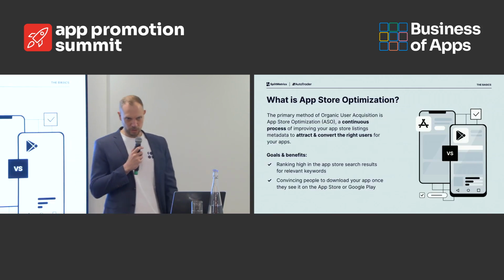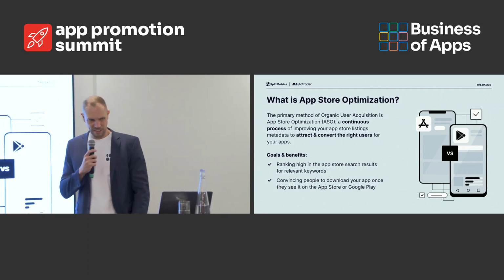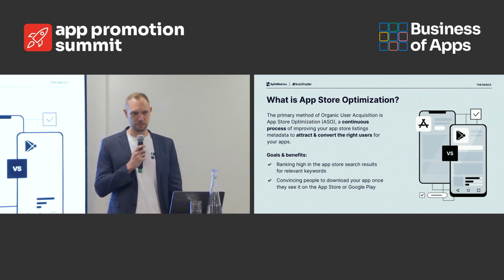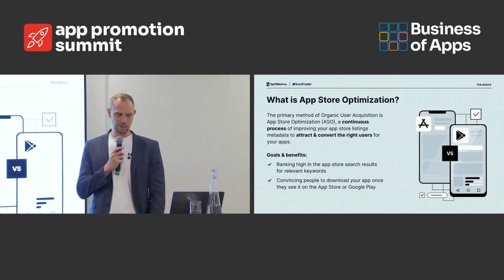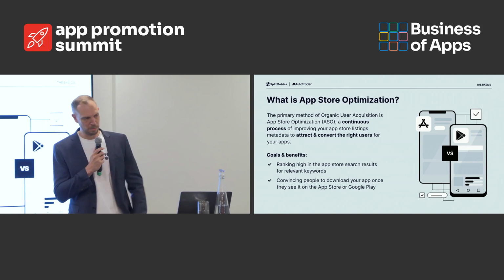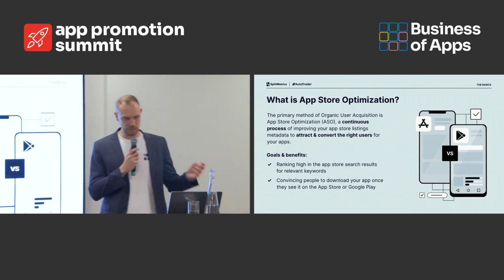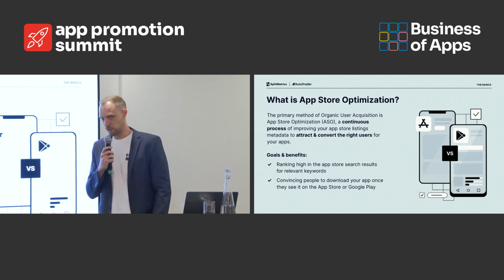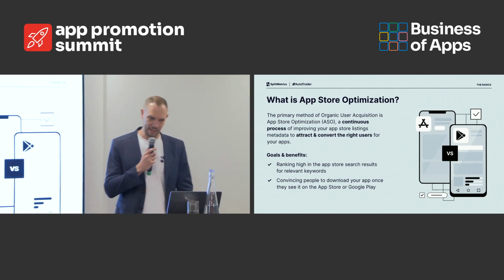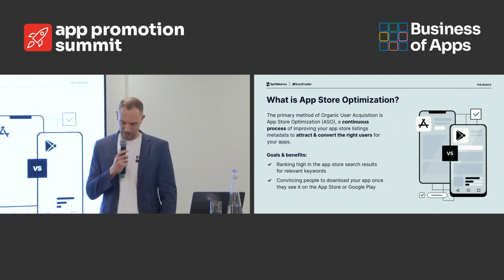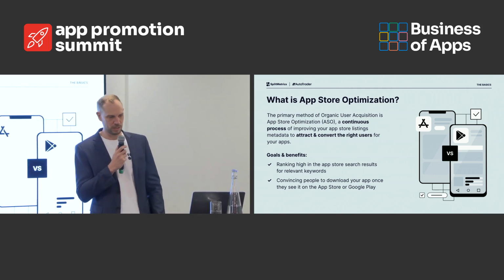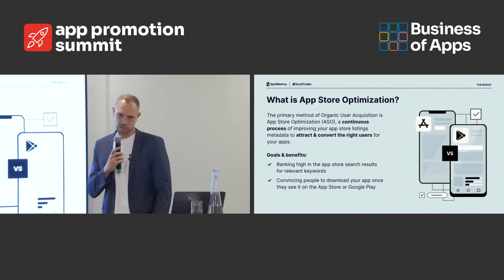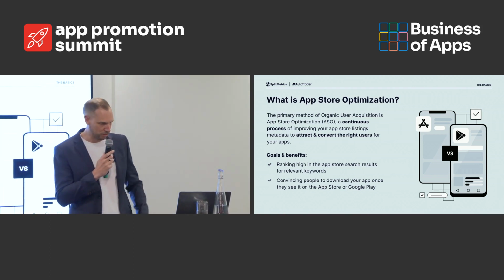When we talk about organic user acquisition, we could say it's actually App Store optimization. App Store optimization is a continuous process of improving your App Store listing to become more visible within the App Stores, to attract and convert the right users for your app. The goal is to rank high on App Store search results for relevant keywords. Also very important, once people see your app within the App Store, you want to convince them to smash the download button.